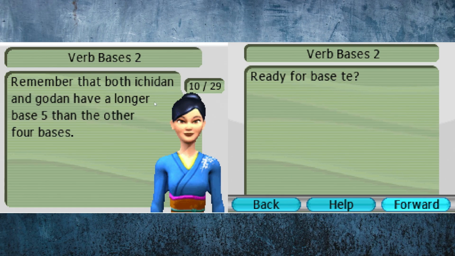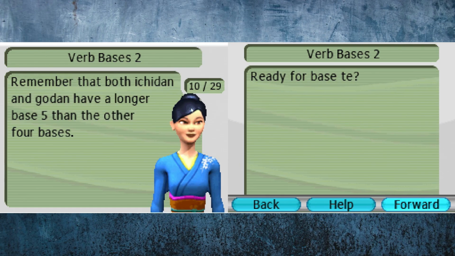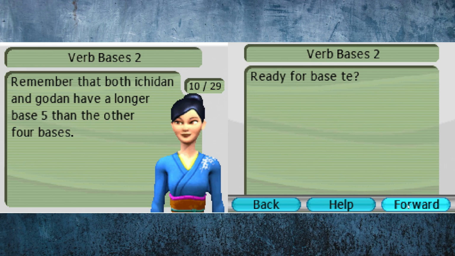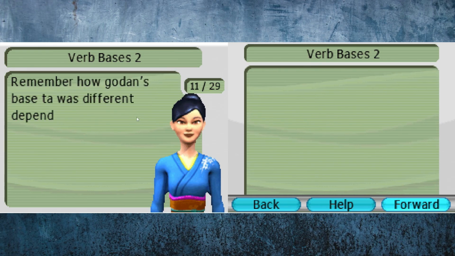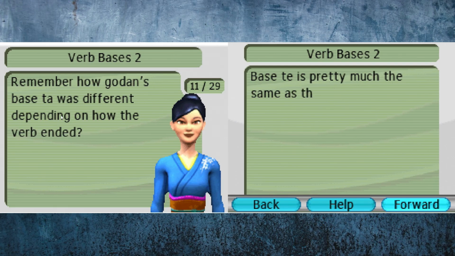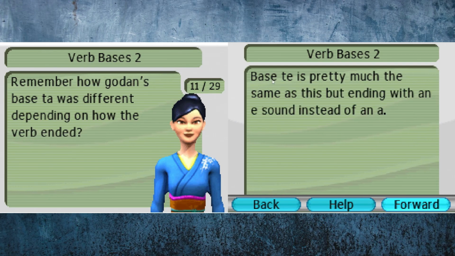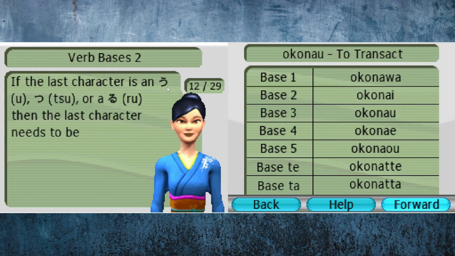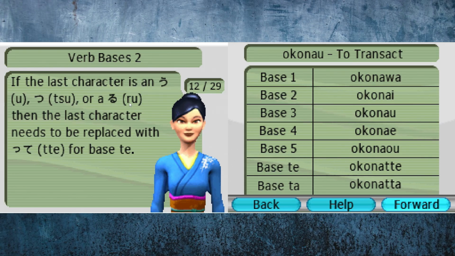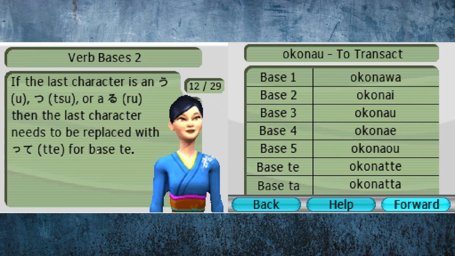Remember that both ichidan and godan have a longer base 5 than the other 4 bases. Ready for base te form. Remember how godan's base ta was different depending on how the verb ended. Base te is pretty much the same as this, but ending with a T sound instead of an A sound. If the last character is an u, tsu or ru, then the last character needs to be replaced with te for te form.